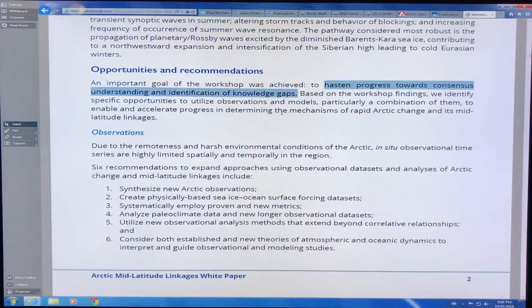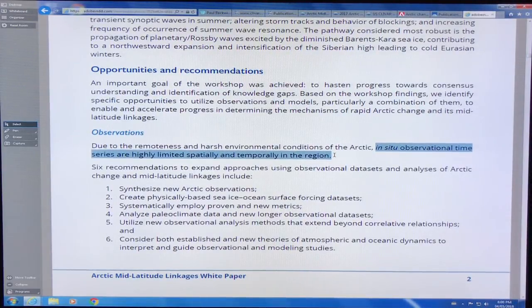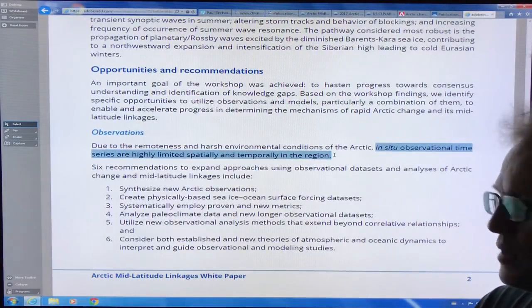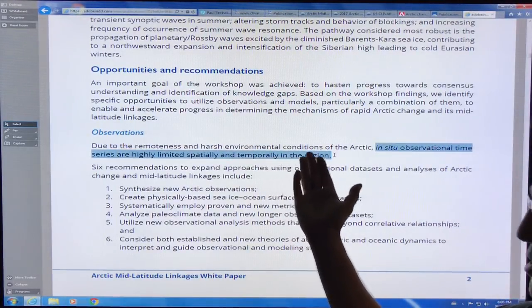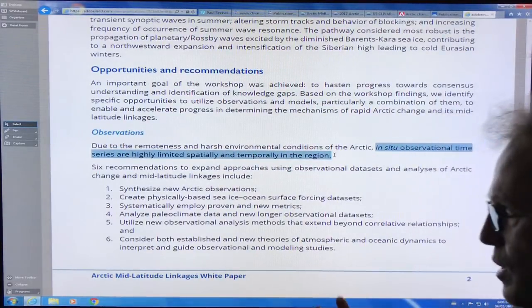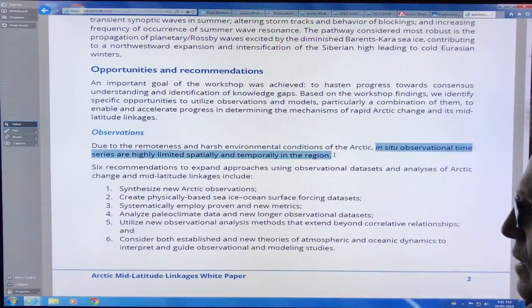Okay, so one of the things is that due to the remoteness and harsh environmental conditions of the Arctic, in situ observational time series are highly limited spatially and temporally. Okay, you have a field trip, you go out, you're only in one region and you're not there very long. So temporally too short, spatially you're only looking at one part of the Arctic. That's why we use satellites to monitor it, but you have to ground truth the satellites, so you need the field trips to do that.